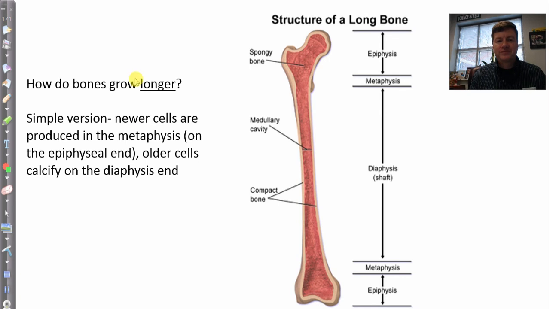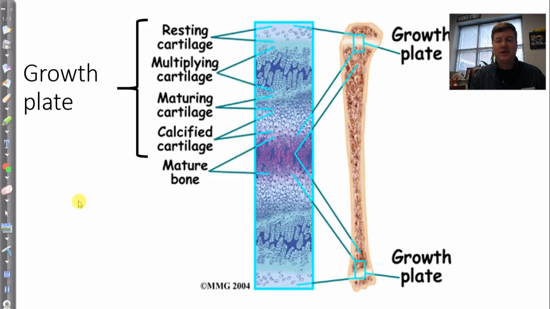So once again, we're talking about what occurs right in here. And you may recognize this region of the long bone as representing or being part of the growth plate. So what happens in the growth plate? What a growth plate is, let's start with that, are regions of cartilage. And notice we have a resting region, a multiplying region, a maturing region, and a calcified region.